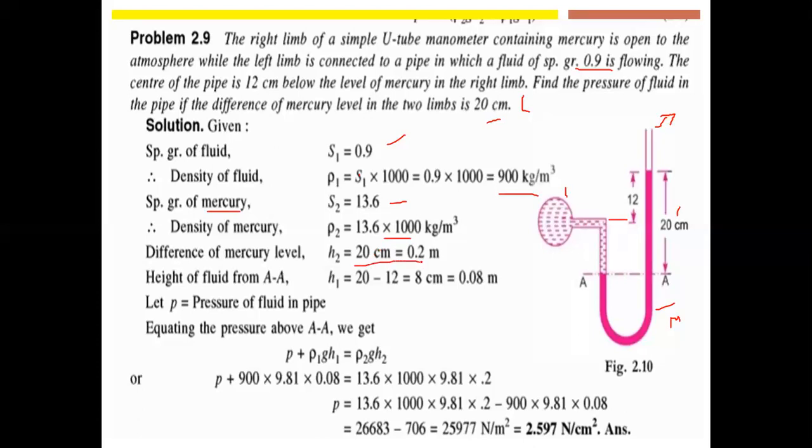Then what is the height of the fluid from AA? Therefore, height of fluid from A is equal to 20 minus 12, that is equal to 8 centimeters, 0.08 meters. Next, let P be the pressure to be found in the pipe. Equating the pressures at A, we get P plus rho 1 into g into H1 is equal to rho 2 into g into H2. So substituting all the values, we get P on the left side and all the values on the right side, and we do the processing of the problem. Finally, we get the pressure equal to 2.597.